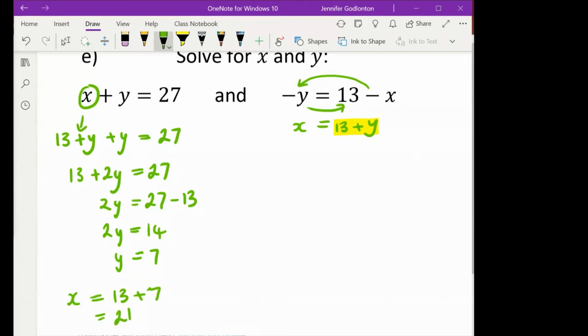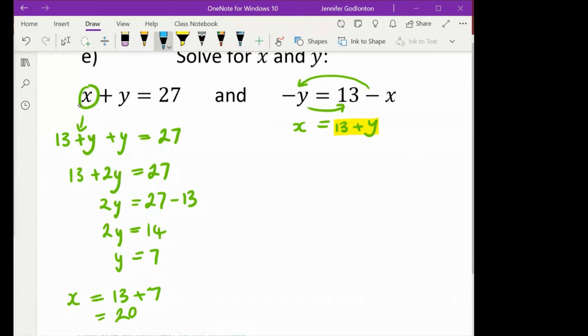Oh, guys, I cannot add 13 plus 7, 20. Goodness. Oh, my brain, guys. We also do those mistakes. My goodness. Okay. All right.